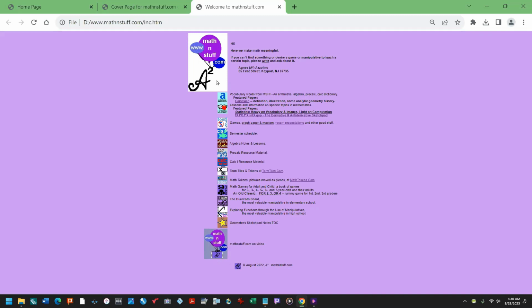Between the company logo at the top and the video link on the bottom, there are a number of other links. Some of them we will be using. We will be using termtiles today. We will be using tokens and spreadsheets. We will be exploring functions through the use of manipulatives. We will be using sketchpads. All those are available, but because it's a video, it's best linked down at the video logo at the bottom of the page. So I'm going to click that.